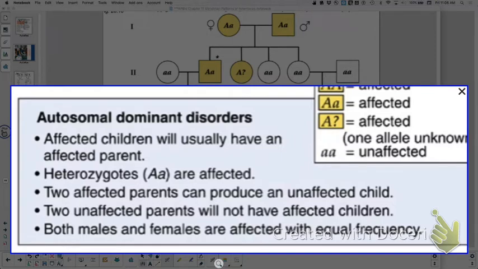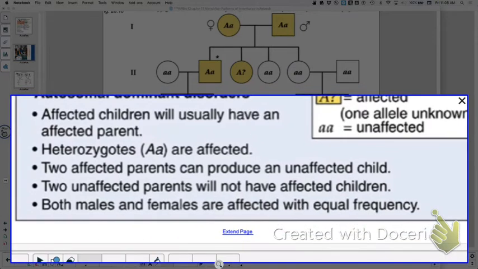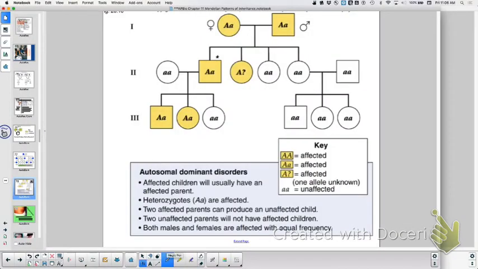Okay? Heterozygotes are affected in a dominant trait. Are heterozygotes affected in a recessive trait? No. Okay? Can two affected parents produce an unaffected child? Yes, if they are what for it? Heterozygote. Okay, good. All right. So on your notes for autosomal dominant disorders, affected children will usually have an affected parent. And heterozygotes are affected. Heterozygotes are affected. And two affected parents can produce an unaffected child.